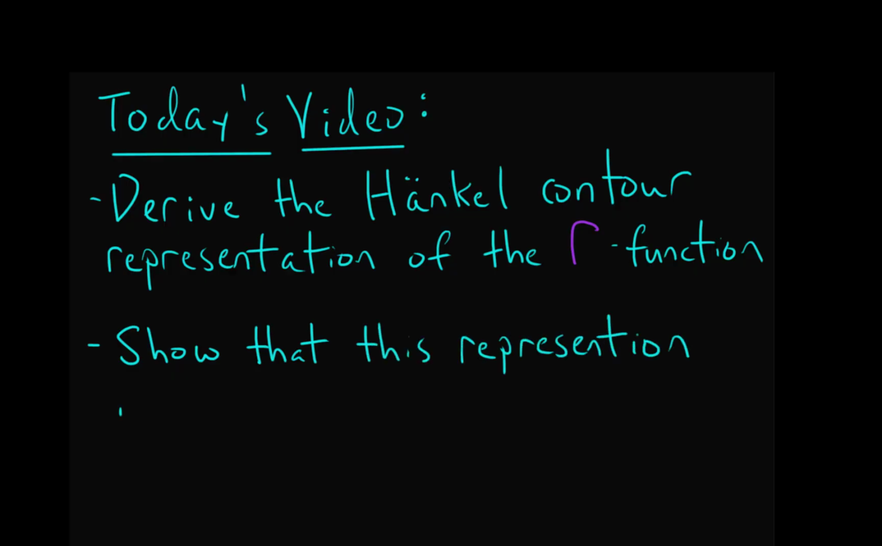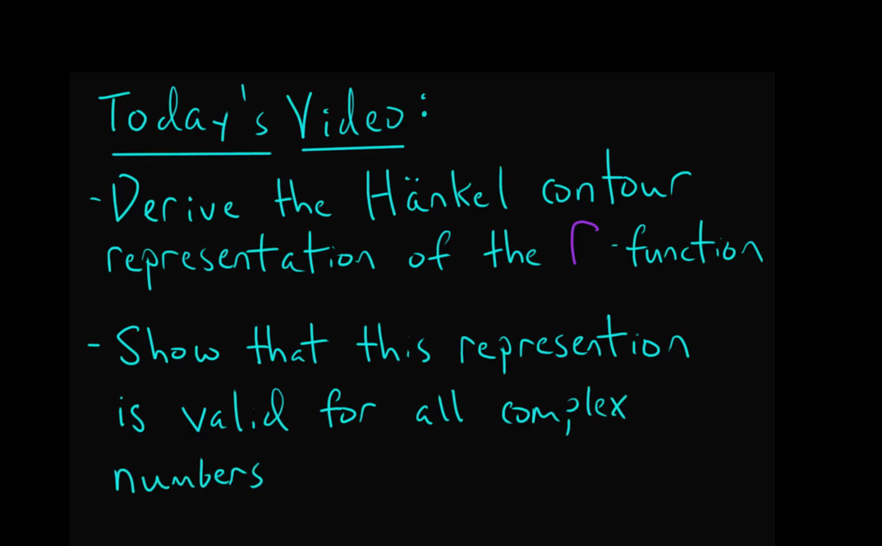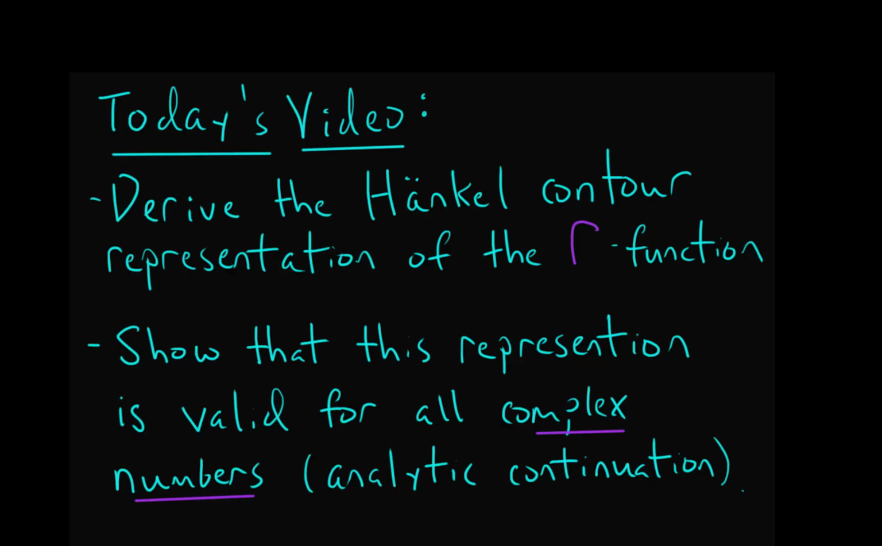We're going to show that this representation for the gamma function is actually valid for all complex numbers, except where we have poles at the negative integers, which we already know about. And we're going to do this through a technique called analytic continuation. So first I would like you to recall the following.